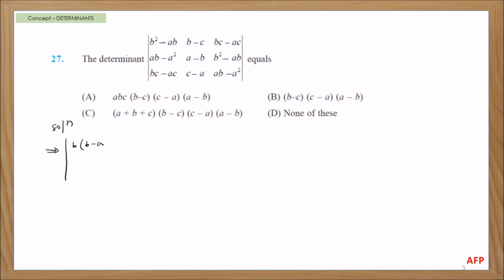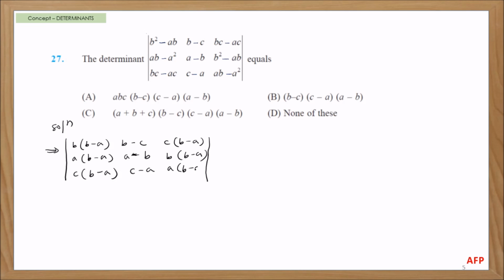So b minus e I will get. Second as it is here, c I will take common. So b minus e. Okay, in the second row I will take a as common. So b minus a I got. Okay, a minus b. I will take b common. B minus a. Next, here c I will take common. B minus a. C minus a.